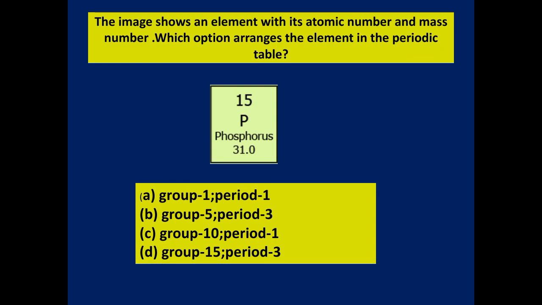Next question. The image shows an element with its atomic number and mass number. Which option arranges the element in the periodic table? Here it is given phosphorus, and its atomic number is 15 and mass number is also given. The options are: option A, group 1 period 1; group 5 period 3; group 10 period 1; and option D, group 15 period 3.